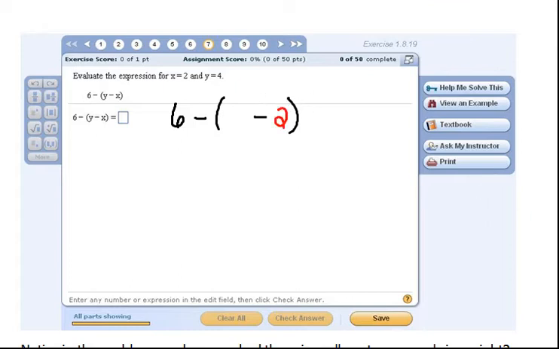Now we can fill in what we know. We know that x is supposed to be 2 and we know that y is supposed to be 4. Now we have to do order of operations. Do parentheses and grouping symbols first. So that would be 6 minus, the 4 minus 2 is 2. And now we can finish that out. 6 minus 2 is 4.